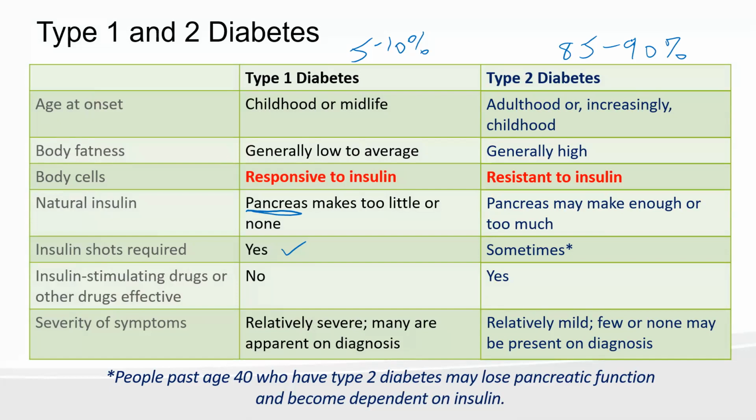So in this case, the biggest risk factor is basically body fatness. And we'll talk about that here in a moment, what is going on with that. And with body fatness, unfortunately, comes resistance to insulin.